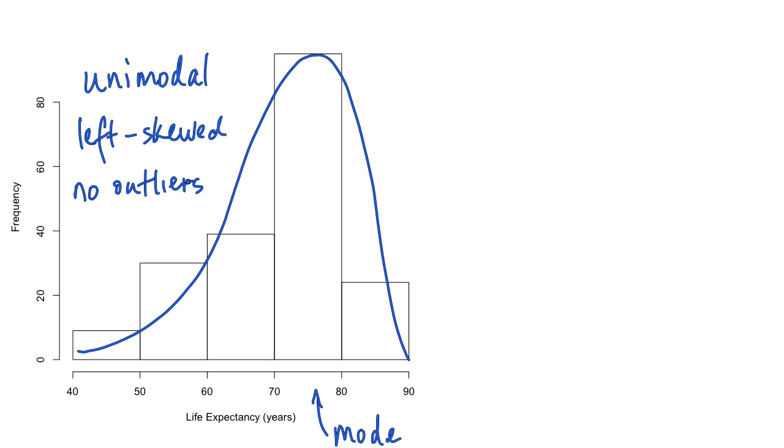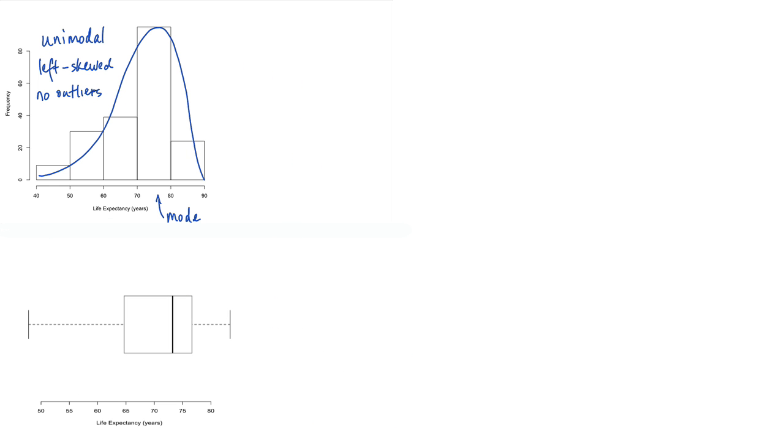We can see some of these features in the box plot of the life expectancies. I've rotated the box plot to be horizontal for ease of comparison with the histogram. Note that the median is in the right half of the box, and the left whisker is longer than the right whisker. This is typical of left-skewed distributions.